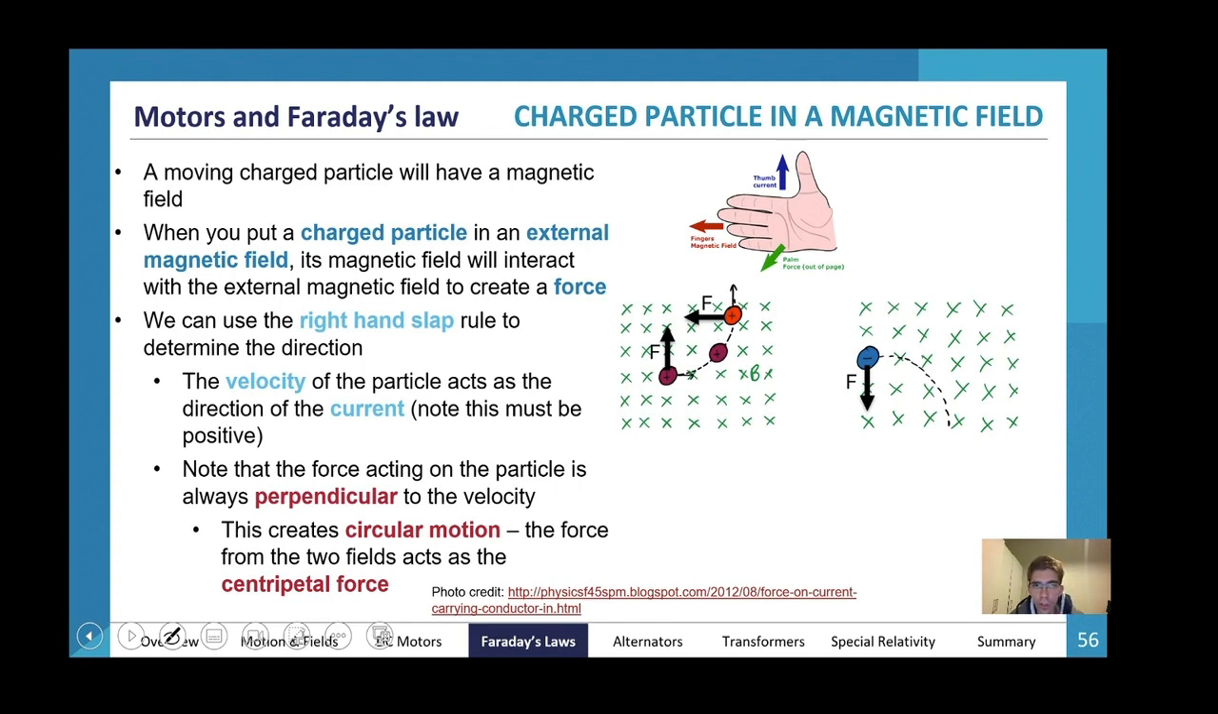The velocity of the charged particle acts as the direction of the current. Note that the force acting on the particle is always perpendicular to the velocity. This creates circular motion. The force from the two fields acts as the centripetal force.